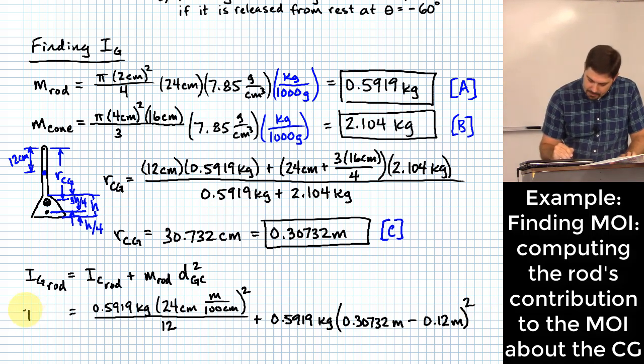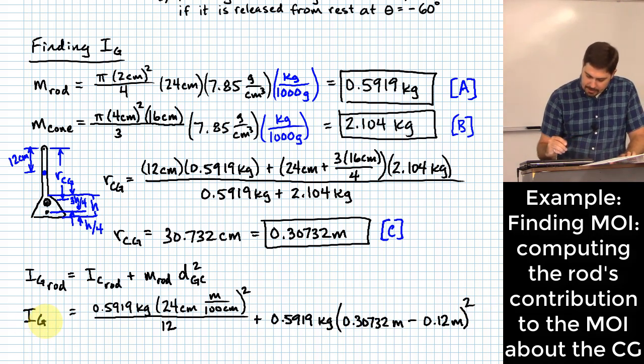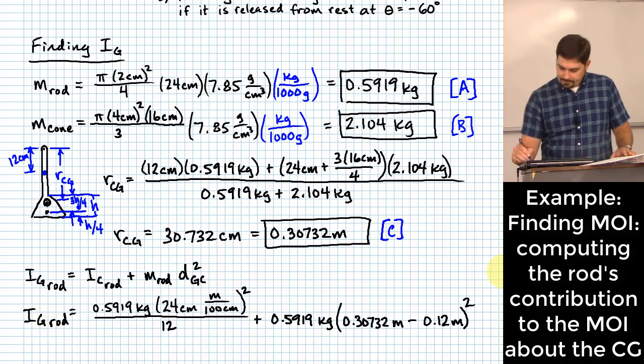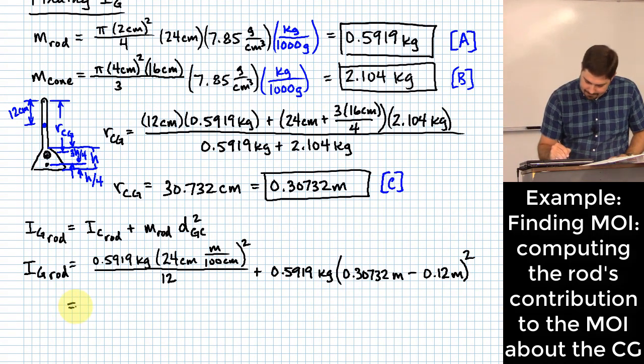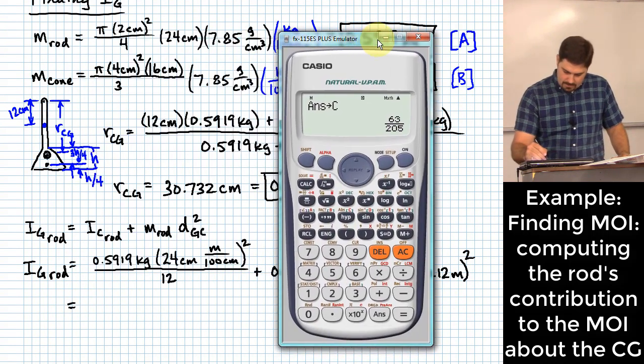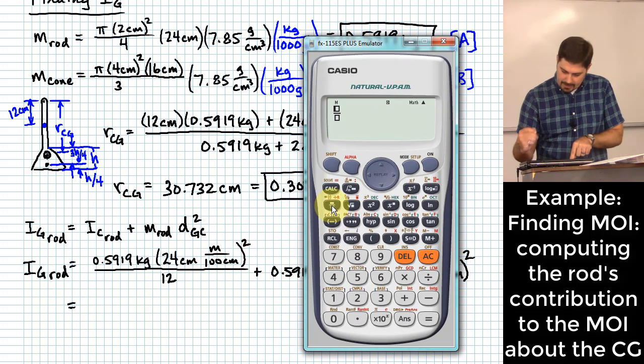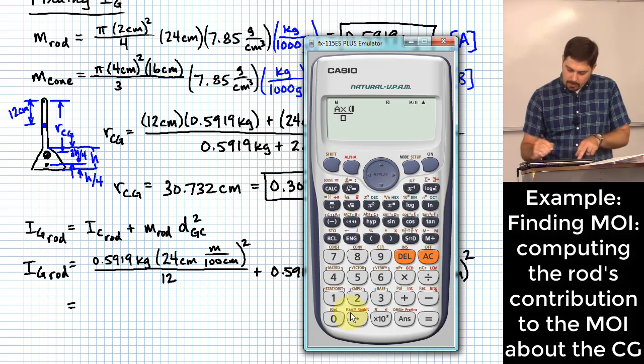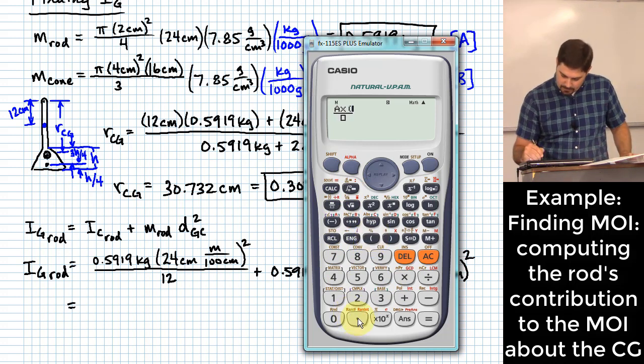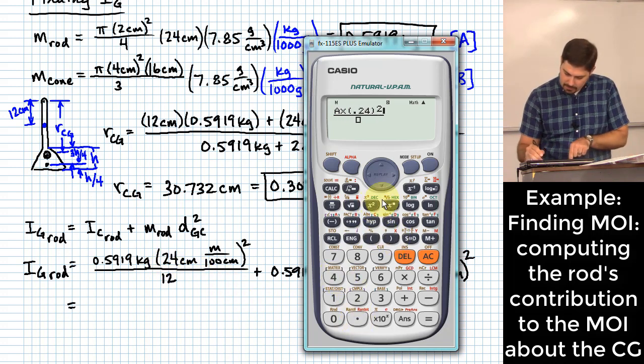And this is the contribution of the rod to the moment of inertia about the center of gravity of the composite shape. All right, shall we plug this in? I think so. So we'll put it in as, I believe I had that in A, times 24 over 100, right? Which is just going to be equal to 0.24. That will be squared. That's over 12.